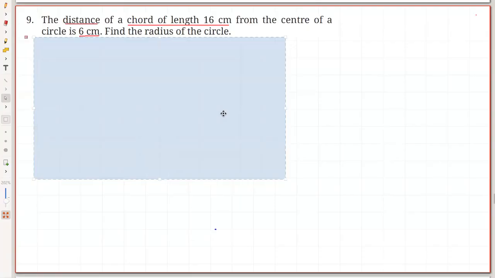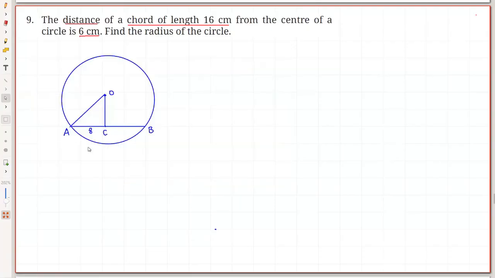So you have to draw the diagram like this. This is a circle with a center O. I have taken AB as a chord. The length of the chord is given as 16 centimeter. From here to here, totally 16. And the distance given from center to the chord is 6 centimeter. This is 6 centimeter.